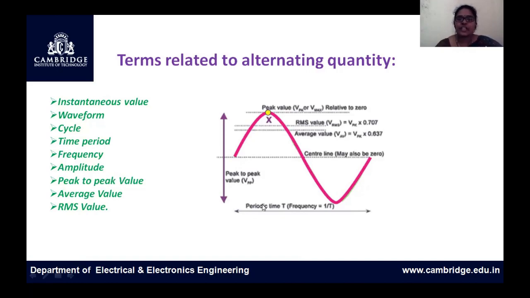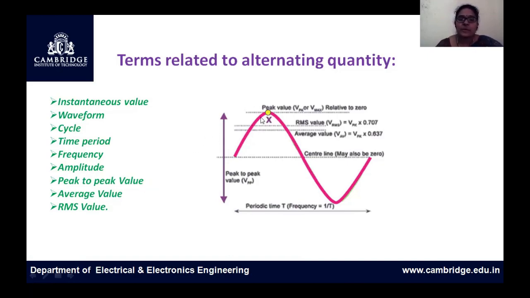Next is frequency. Frequency is the reciprocal of time period. The number of cycles per second is called frequency. Next, amplitude. Amplitude is the maximum value attained by the alternating quantity. In this wave, this is the peak value, so from 0 to this peak value is called amplitude.